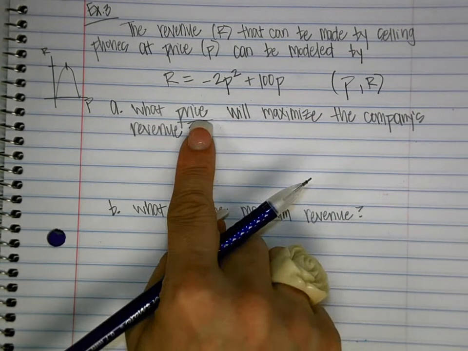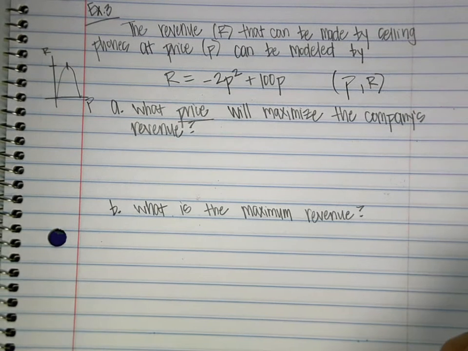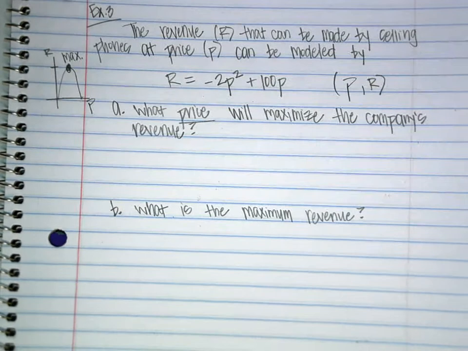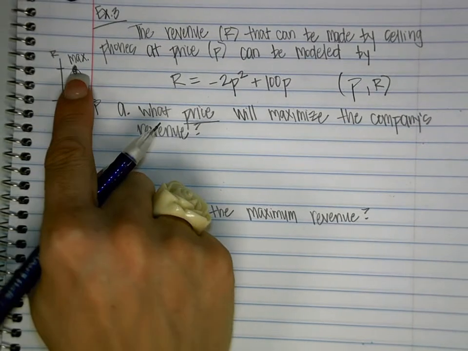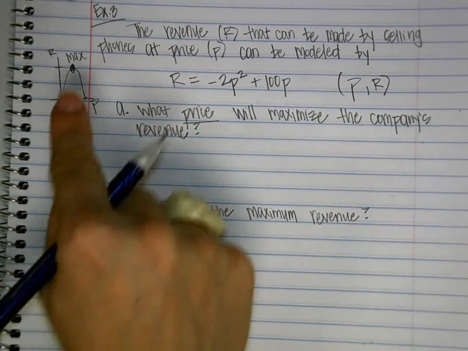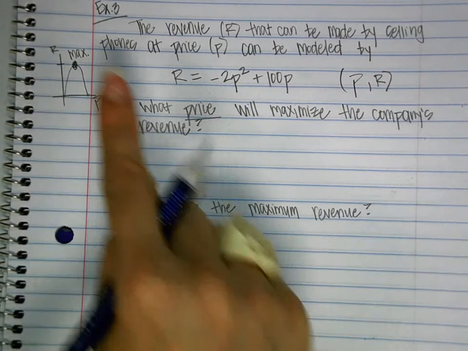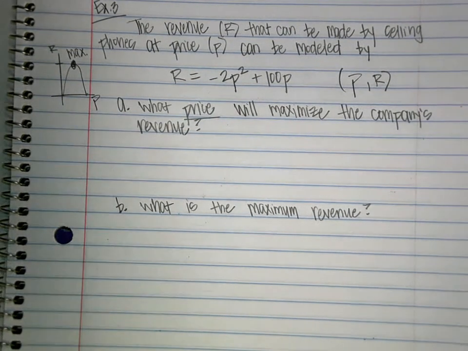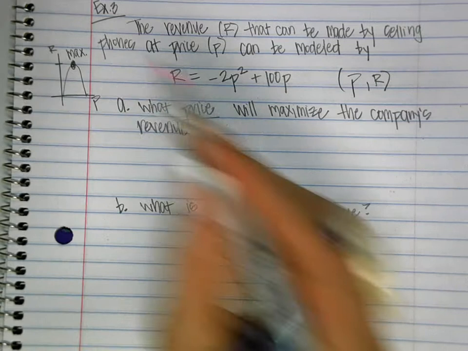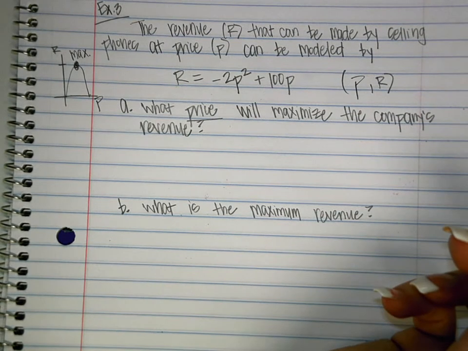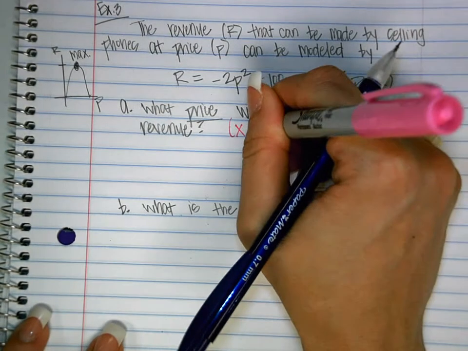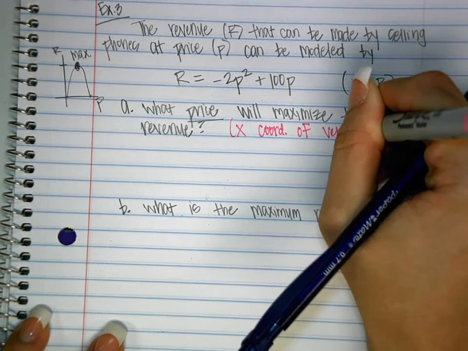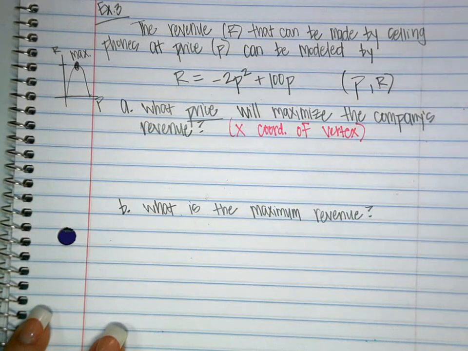So here, what price will maximize the company's revenue? I've already decided that this is a maximum, right? So what I'm basically trying to do here is find the maximum. I want to find the coordinates here. If I want to find what price will maximize the company's revenue, what am I actually asking you to find here? The P, which is like the what? The x coordinate of the vertex. That would be the price. The price is the x coordinate of the vertex.